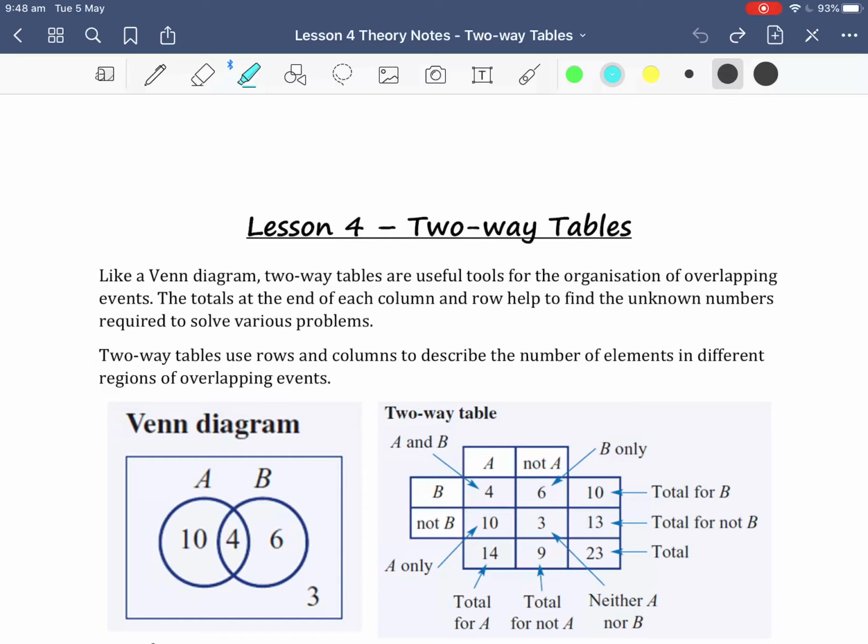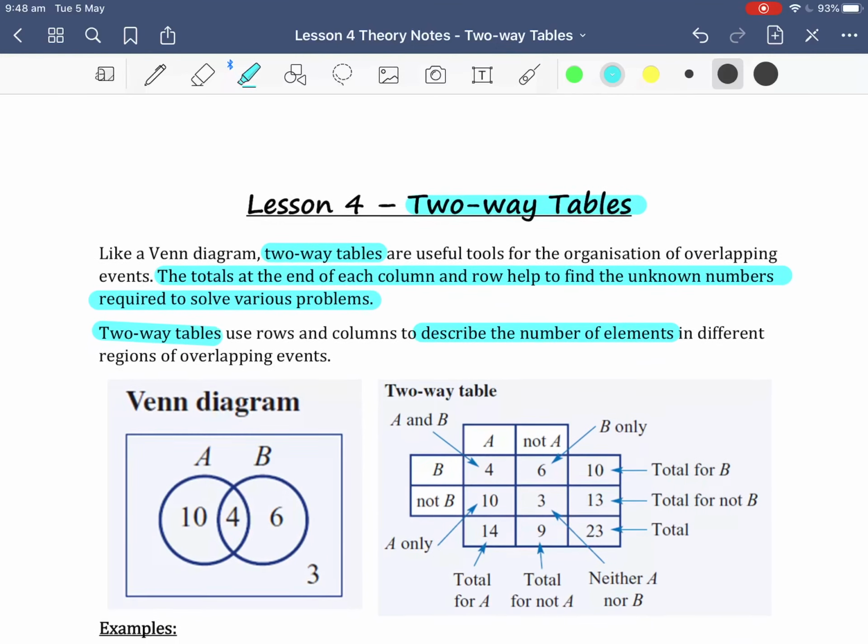Today we are continuing on with the topic of probability and we are learning about two-way tables. Like Venn diagrams, two-way tables are useful tools for the organisation of overlapping events. The totals at the end of each column and row help to find the unknown numbers required to solve various problems. Two-way tables use rows and columns to describe the number of elements in different regions of overlapping events.